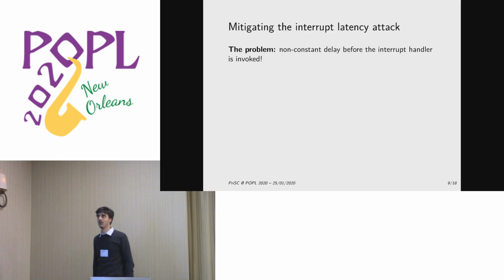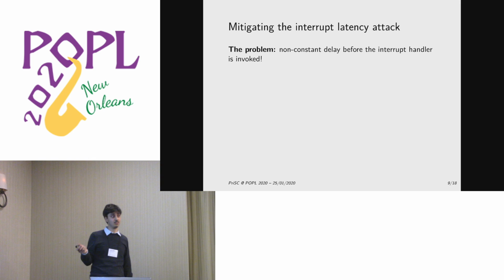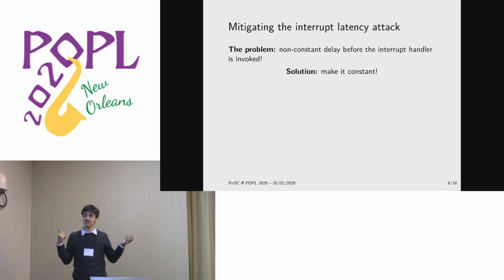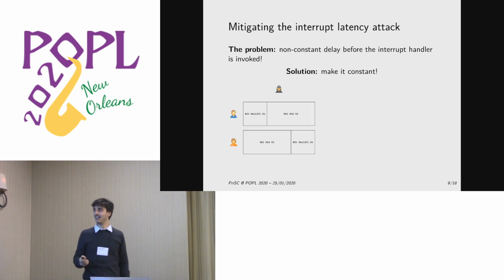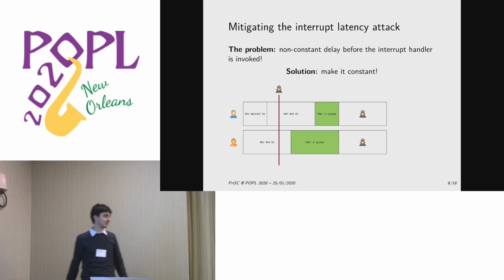So, what's the problem here? There's a non-constant delay before the interrupt handler is invoked. And so what's the solution? Well, make it constant. Same setting as before, we pad by, in one case 4 cycles, and in one case 2 cycles, and then the attacker cannot discover anything new.